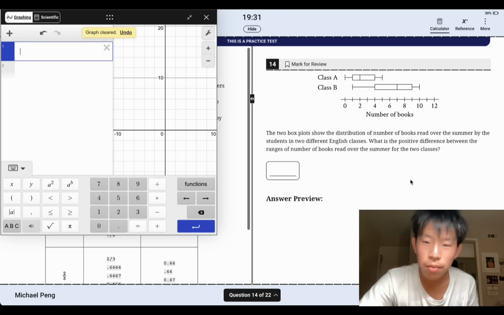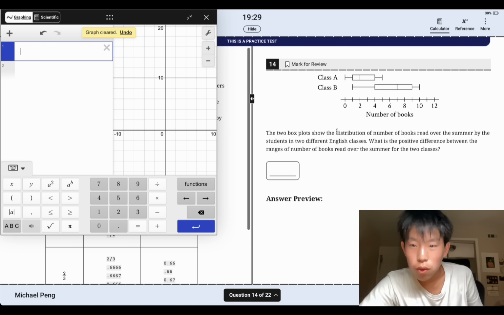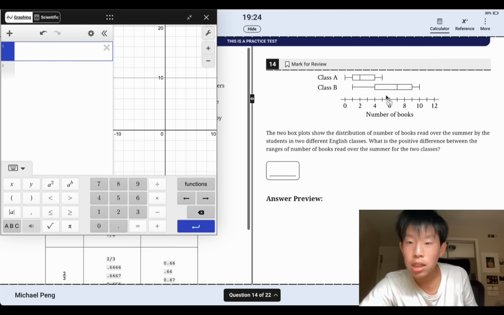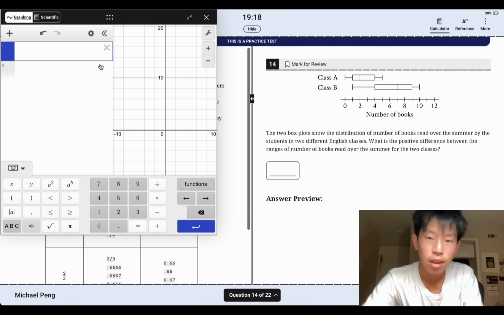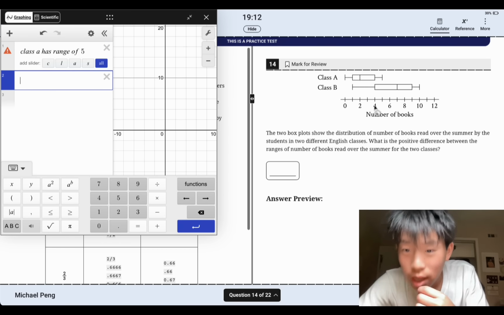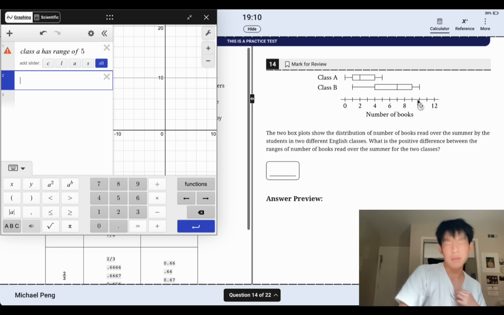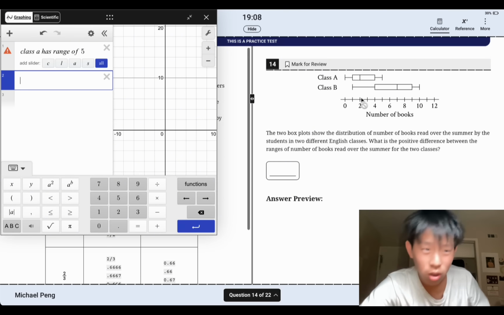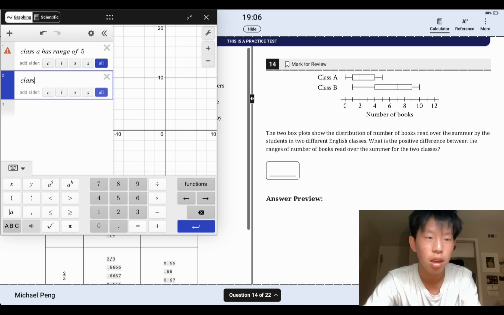Okay, for this one, it's asking for the range. So the range is going to be the highest number of books minus the lowest number of books. So the range from this one is 5 minus 0, which is 5. So class A has a range of 5. Also, you don't need to write it like that. That's kind of dumb. But class B, what's its range? It's going to be 10 minus 1. So class B has a range of 9.